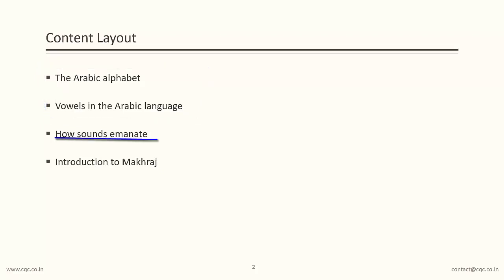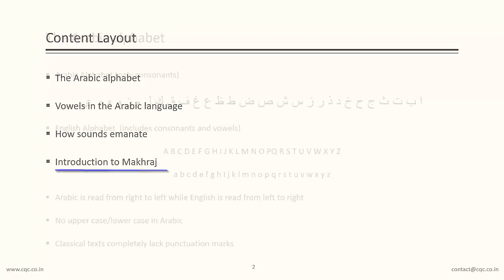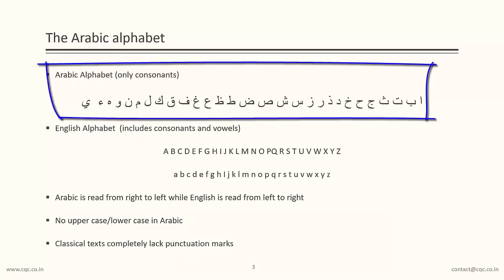We will then move on to understand how sounds generally emanate and what we mean by Makhraj or an articulation point. And finally, we will close the session by understanding what are the 5 main articulation areas through which Arabic letters emanate. The Arabic alphabet consists of 29 letters that you see on the screen right now.